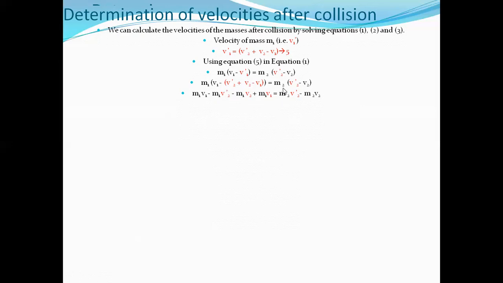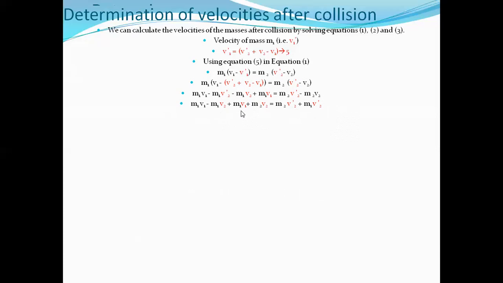And if we multiply m2 into the brackets, we will get m2 v2 dash minus m2 v2. Again, the process has to be repeated. We'll take v2 dash to one side because this is the value which we want to find out, and take all the other components to the other side. So it will be m1 v1 minus m1 v2 plus m1 v1 plus m2 v2 is equal to m2 v2 dash plus m1 v2 dash. So here we have taken v2 dash on one side and all the other components on the other side.